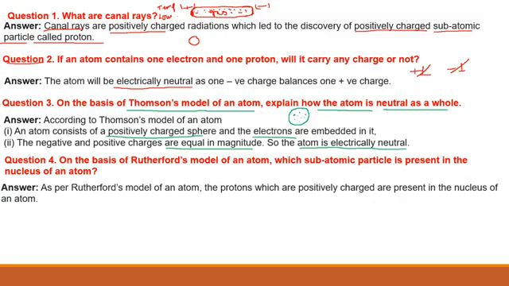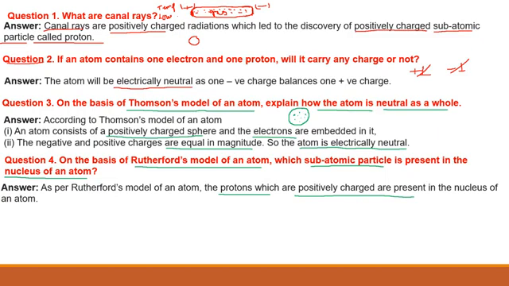Question number 4. On the basis of Rutherford's model of an atom, which subatomic particle is present in the nucleus of an atom? We are going to discuss the Rutherford model in detail anyway. Here I am just going to answer the question, that is, which subatomic particle is present in the nucleus of an atom? It is the proton. It is the proton which is present in the nucleus of an atom. This was put forth by Rutherford.